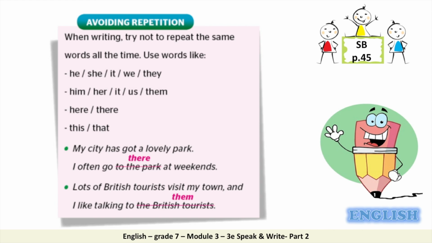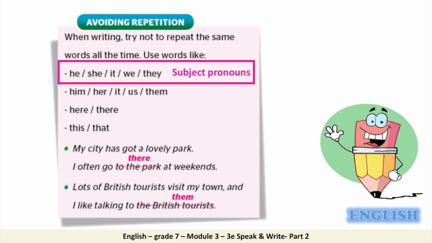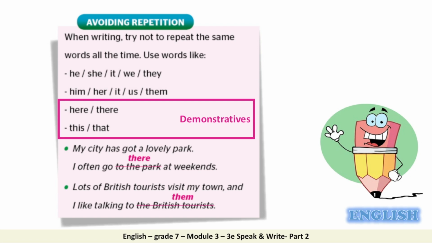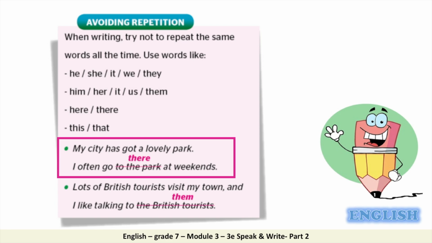It's important that you know, when writing, try not to repeat the same words all the time. Use words like subject pronouns, he, she, it, we, they, or object pronouns, him, her, it, us, them, or demonstratives like here, there, this, and that. For example, instead of saying, "My city has got a lovely park, I often go to the park at weekends," we can avoid repetition by saying, "My city has got a lovely park, I often go there at weekends."